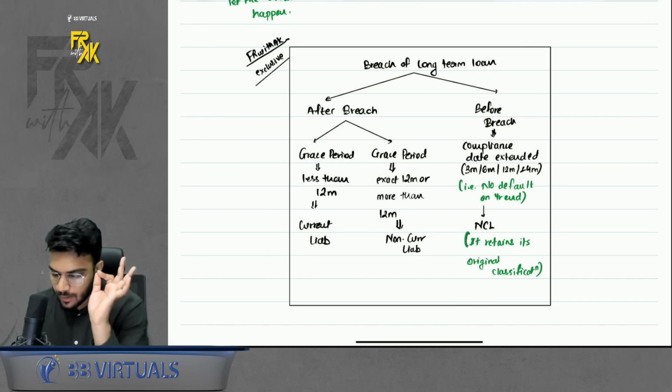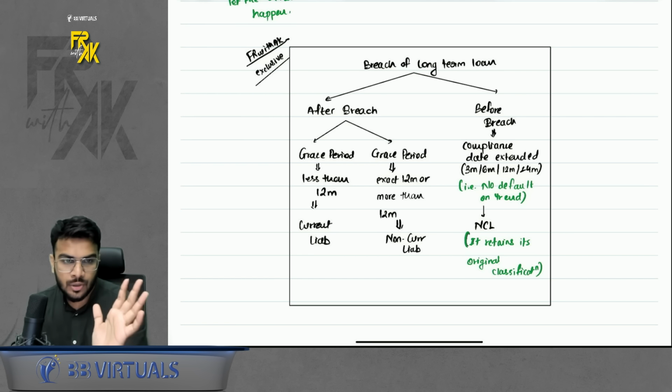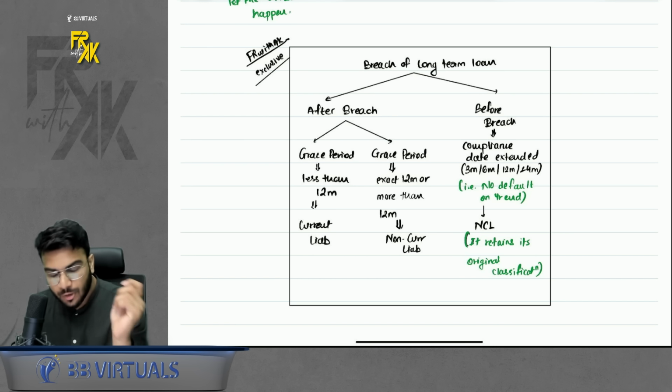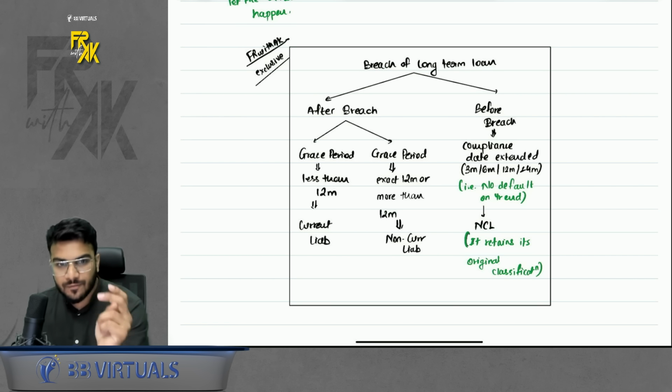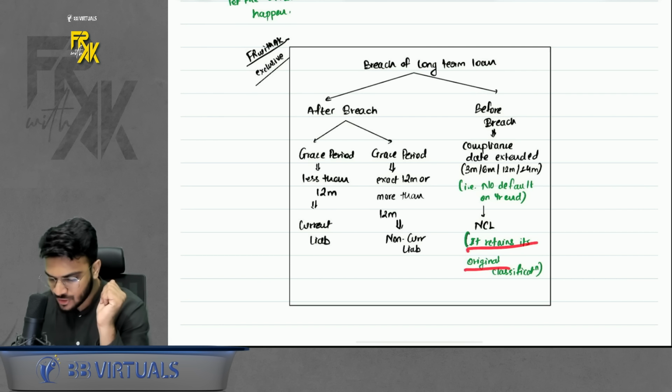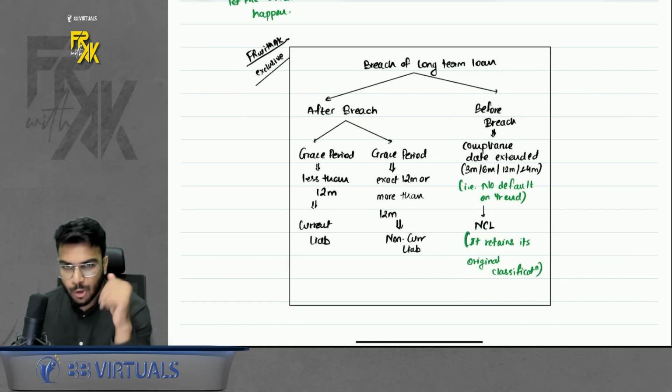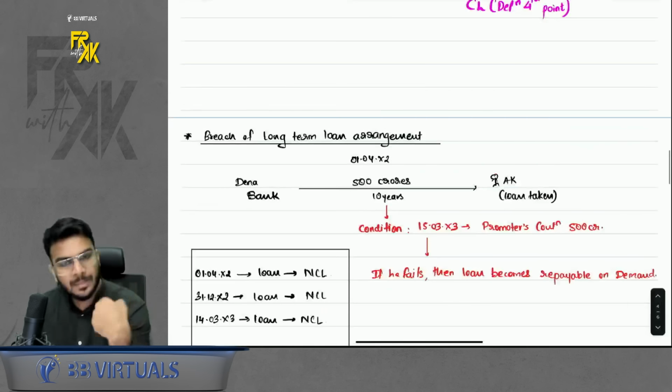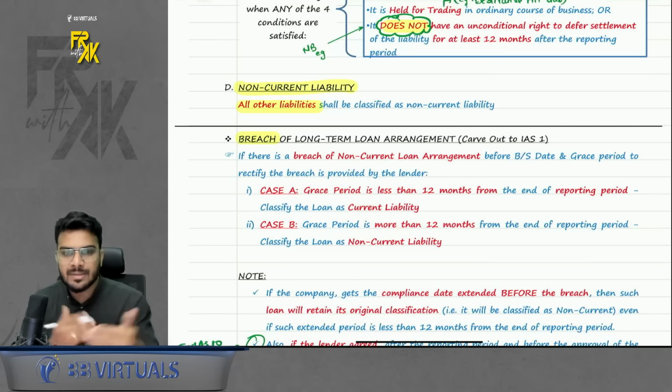In that case, can I say till year end, you avoided a default? Before default only got the date extended. So if before the default, you extend the date, then as on year end, the default has not happened. So the loan retains its original classification of being non-current. To explain this better, I have given some examples. Please go through them. Okay, being a revision video, I'm focusing more on revision.